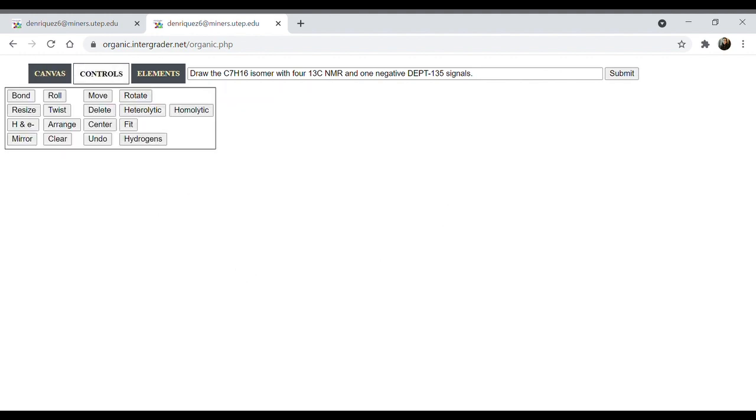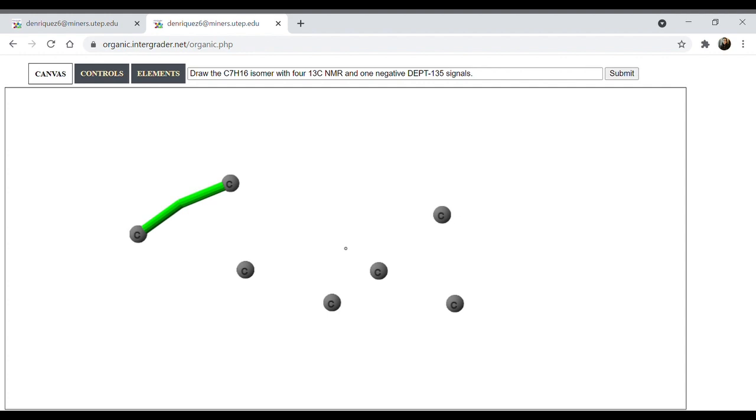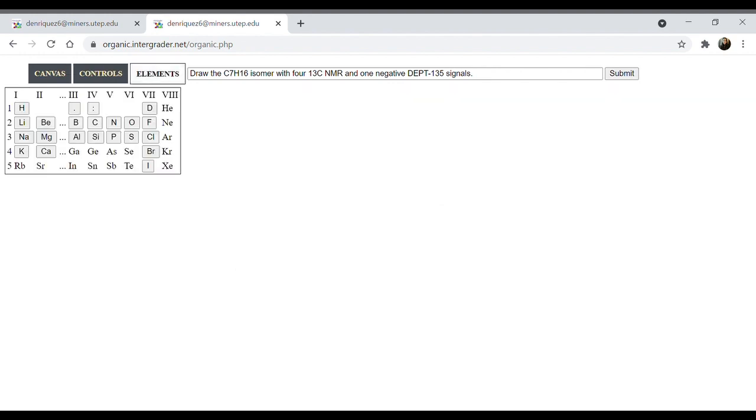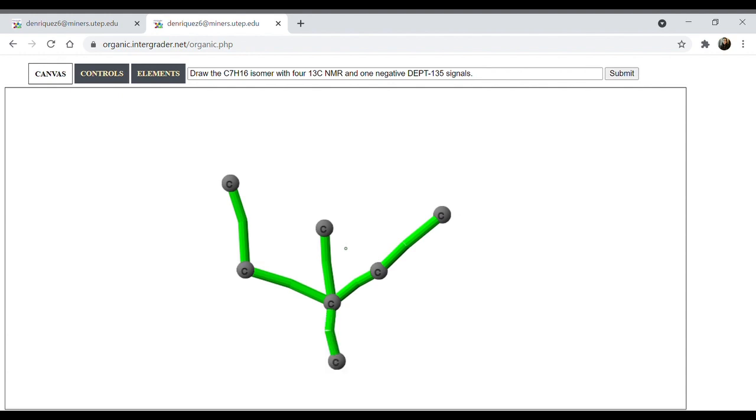So with this one, to only have 1 negative DEPT, which is 1 methylene, I'm going to want it to be mirrored because I have an odd number of carbons. So let's see if I can get that to mirror. Okay, I'm going to take out this one. So I see I have a center carbon. Okay, so at the end, we have 7 carbons.